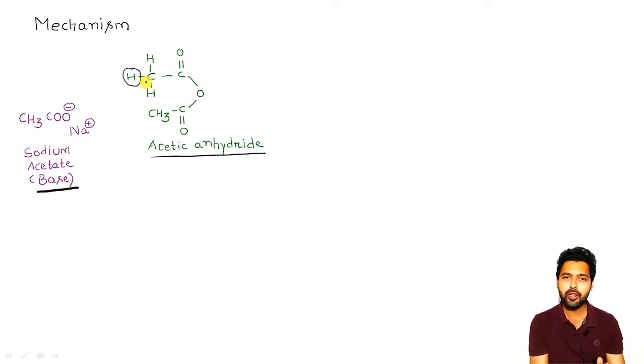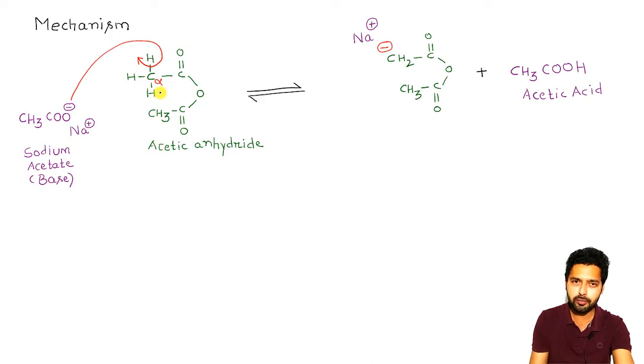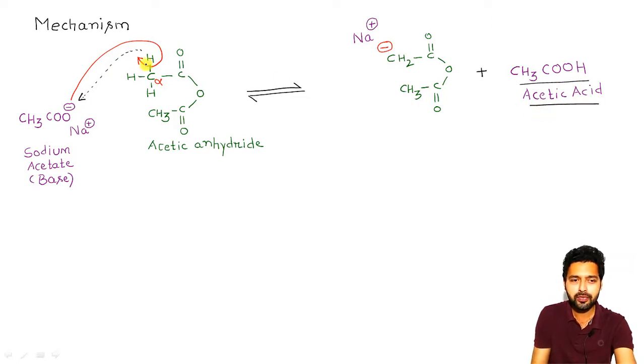So what the base will be doing here is abstracting, of course, this acidic proton. So let us say it has abstracted that proton from here, and obviously when this proton goes to the acetate part, it will generate acetic acid in this process, right? Moreover, after the abstraction of the proton from here, a negative charge will appear on this carbon atom, and in order to neutralize this negative charge, the sodium ion will act as the counter ion here, right?